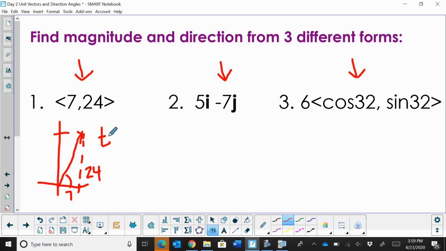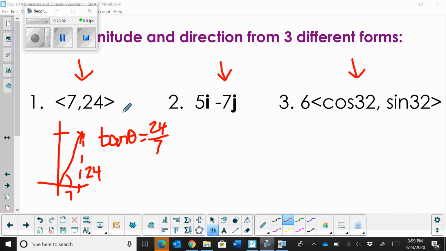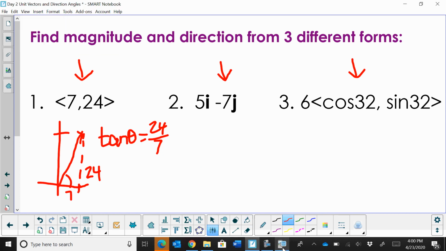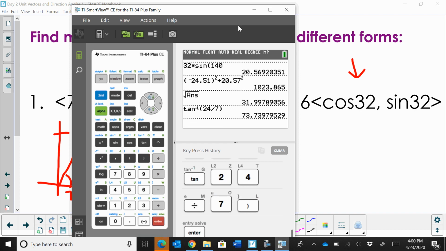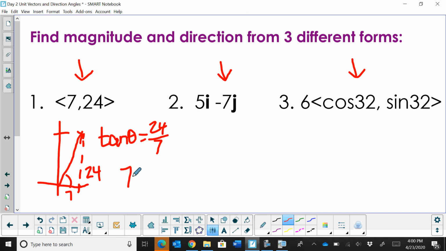So we're just going to take the tangent of the angle theta, which is equal to sine over cosine, or y over x. Now to find that, let's bring our calculator up. Let's do the inverse tangent of 24/7, and that will give us our angle. And that's 73.74. So it is a pretty large angle. Okay, and that's how we would find the direction.